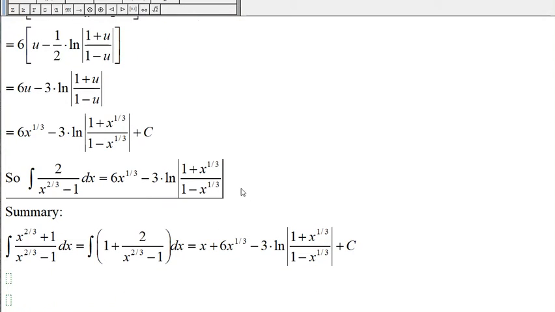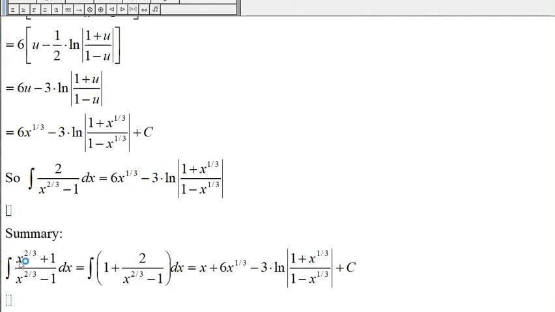The original problem was the integral of (x^(2/3) + 1) over (x^(2/3) - 1), which is the integral of 1 plus 2 over (x^(2/3) - 1). The antiderivative of 1 is just x, and then the antiderivative of this expression is this. So this is the answer.